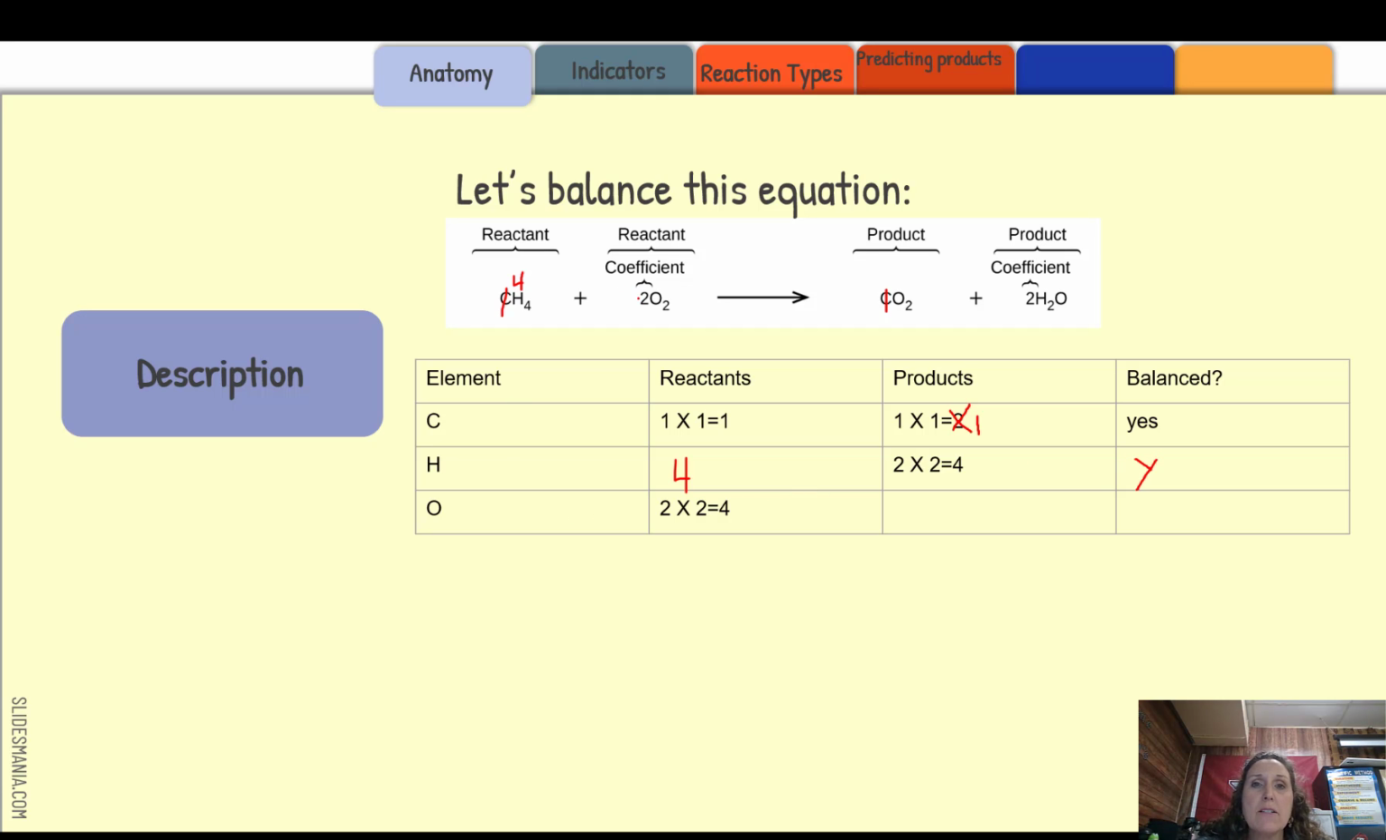Okay, now to oxygen. Here's our coefficient here. 2 times 2 is 4 here. Then we have a coefficient over here, and we have 2, but we just have 2 times the 1 oxygen. So we have 2 right there, but then look right here, we have 2 oxygen over here. So we actually have 2 times 2 over here as well. And then we have 4. So this is a balanced equation.